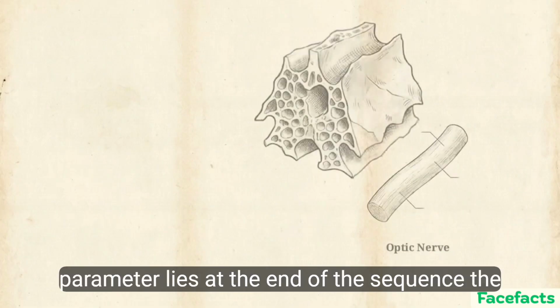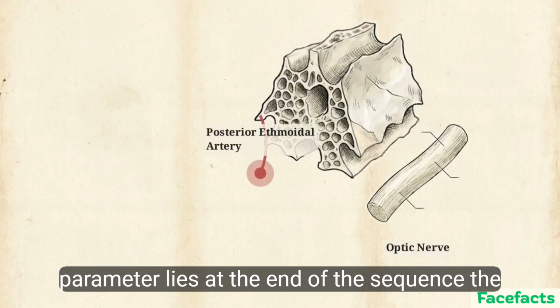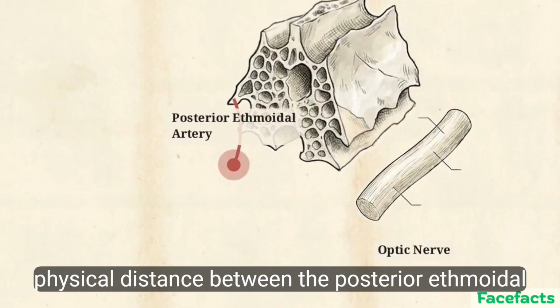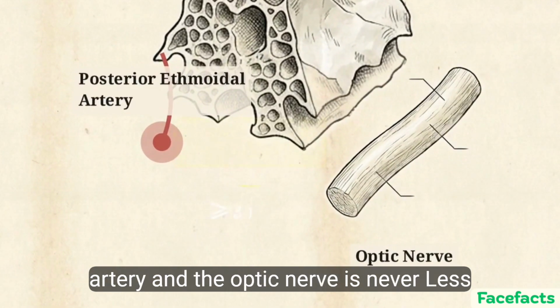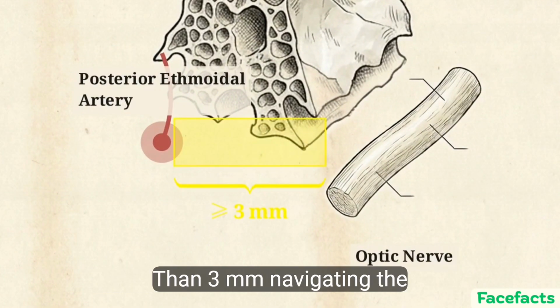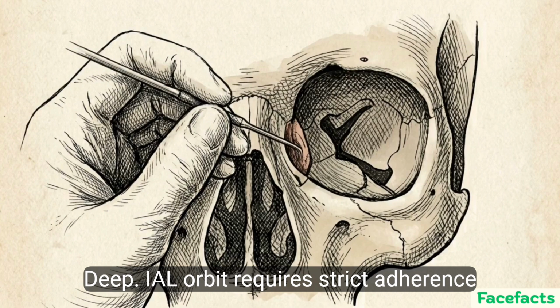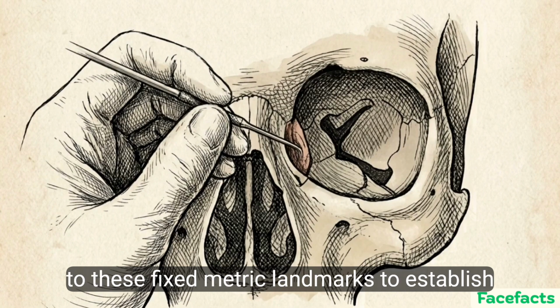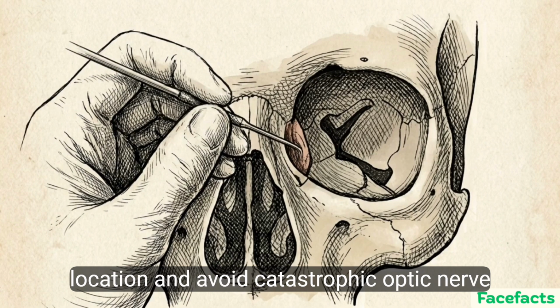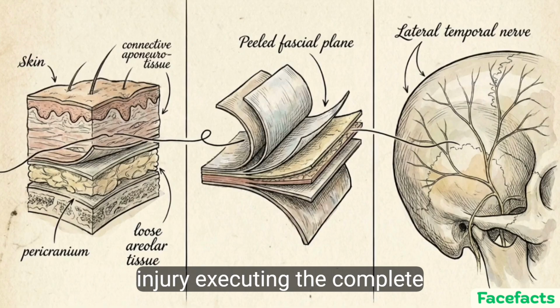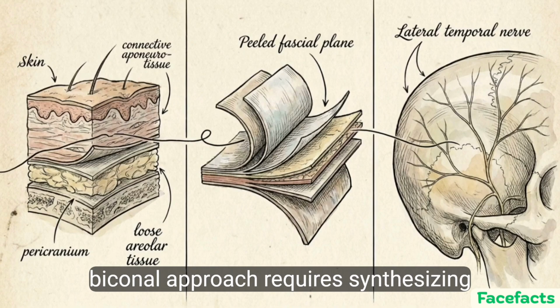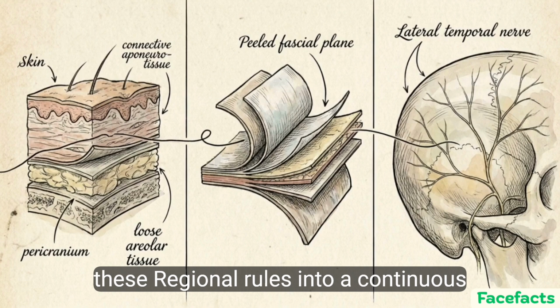The ultimate safety parameter lies at the end of the sequence. The physical distance between the posterior ethmoidal artery and the optic nerve is never less than 3 millimeters. Navigating the deep medial orbit requires strict adherence to these fixed metric landmarks to establish location and avoid catastrophic optic nerve injury. Executing the complete bicoronal approach requires synthesizing these regional rules into a continuous strategy.